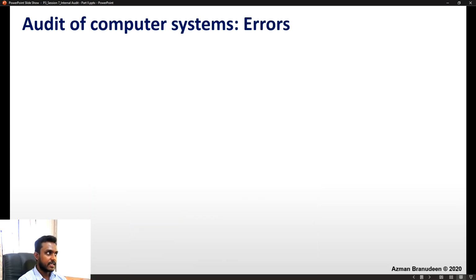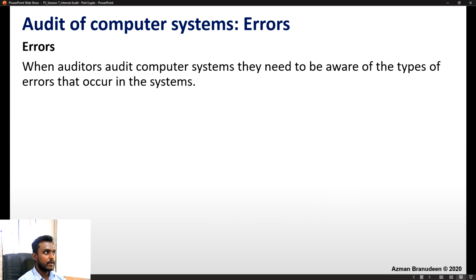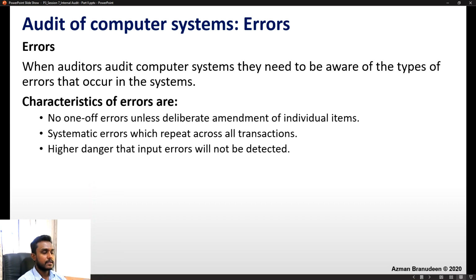What are the errors in the audit of computer systems? When auditors audit computer systems, they need to be aware of the types of errors that occur in the systems. The characteristics of these errors are no one-off errors unless deliberate amendment to individual items, systematic errors which repeat across all transactions, and higher danger that input errors will not be detected. These are all traits related to the kind of errors of computer systems.